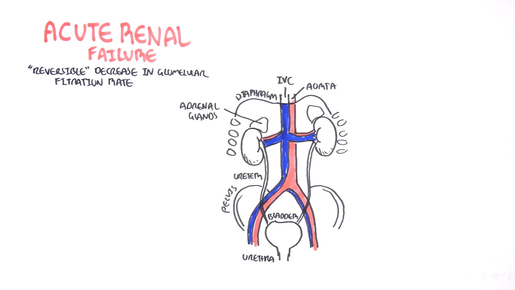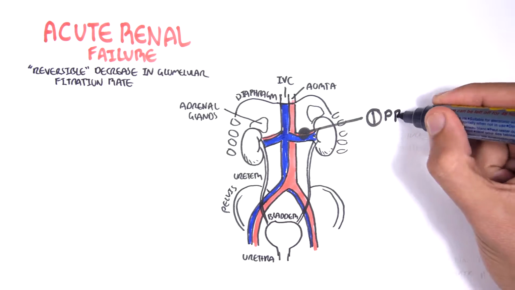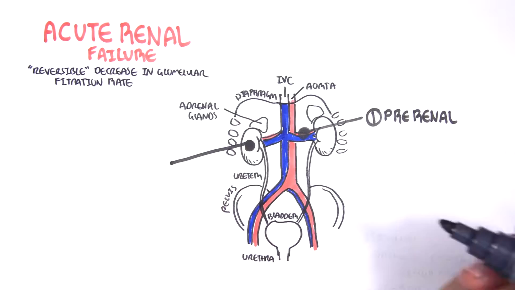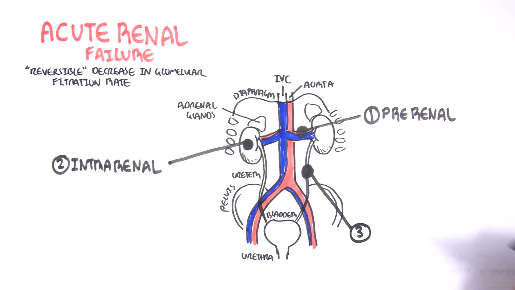Okay, now I want to talk about the main causes of acute renal failure. And there's three main ones. It can either be pre-renal, before the kidneys, intrarenal, within the kidneys, or post-renal, after the kidneys. So these are the main causes. But now we will focus on each one and look at these in a bit more detail.